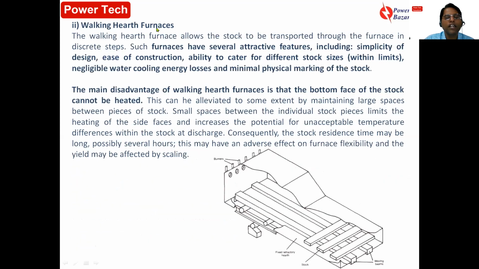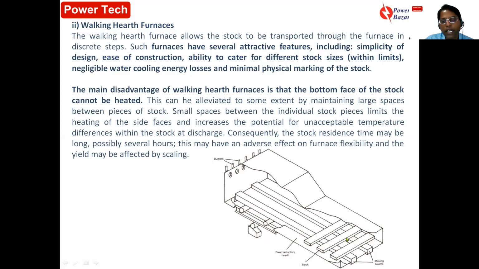Then the walking hearth furnace, you can see some videos on YouTube. In the case of a walking hearth furnace, what happens exactly? Now, these are the moving beams. The beams are moved and there is a roller here. Now, this is a small height, this is a large height. Now, there is a motor mechanism. And there is the support structure, the fixed refractory hearth. This refractory hearth is fixed, and this is the stock. And these are the burners in which oil is fired.